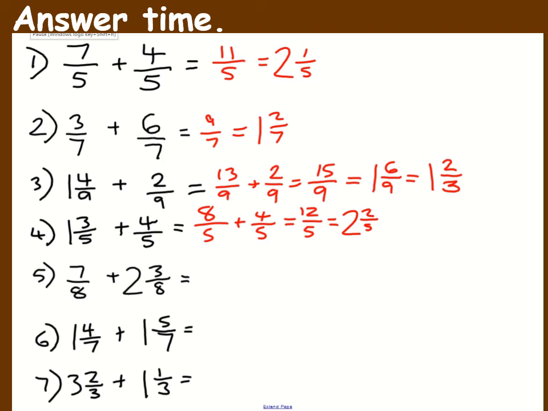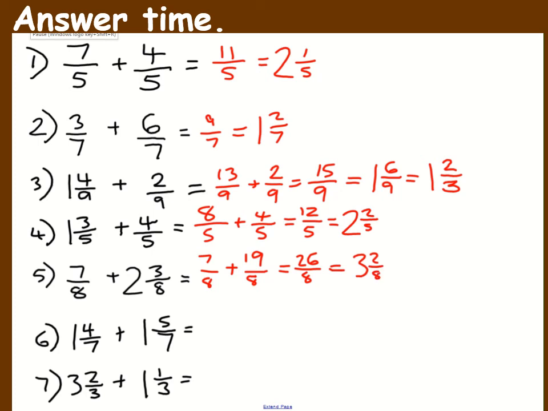Now this time we've got eighths, 7 eighths, that stays the same, but this time we've got 2 whole ones plus 3 eighths. So 2 eighths are 16, let's put my eighths in first. 2 eighths are 16 plus 3 more is 19 eighths. So 7 and 19 is 26. 26 eighths. How many times does 8 go into 26? Well, 3 eighths are 24. That leaves me with 2 eighths left over.